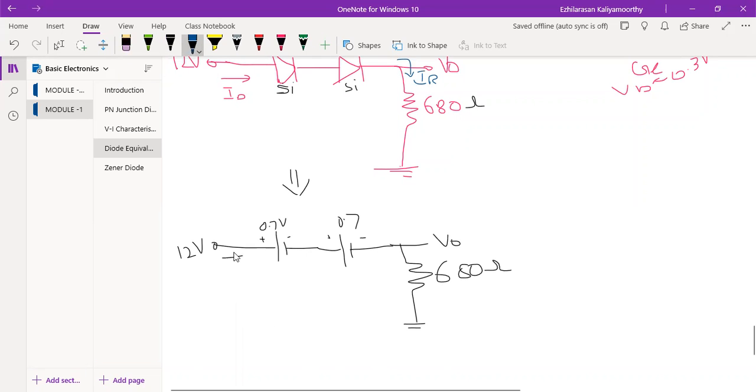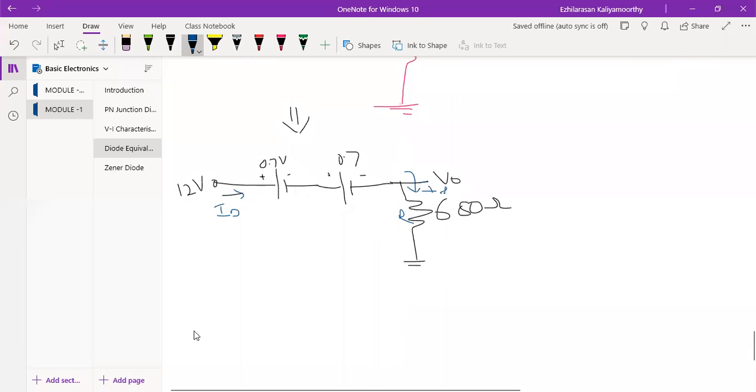Now they have given us ID here. This will be your IR, that is the resistor current. Or you can say ID only, the complete ID is flowing over there. Now let us write. We need to find out V naught and ID. So how can we find out V naught and ID?